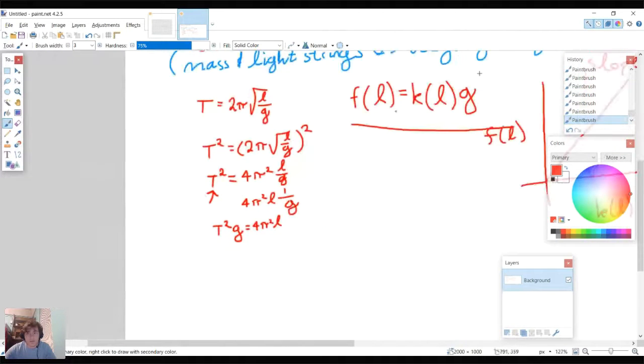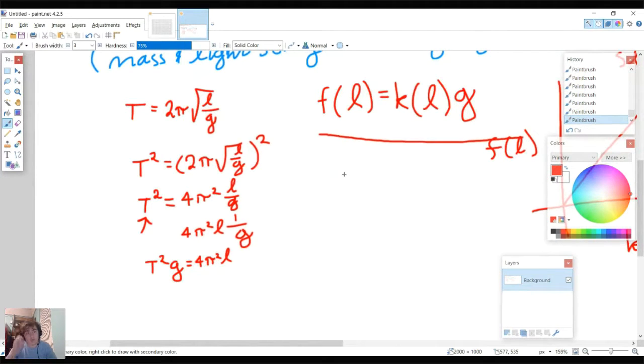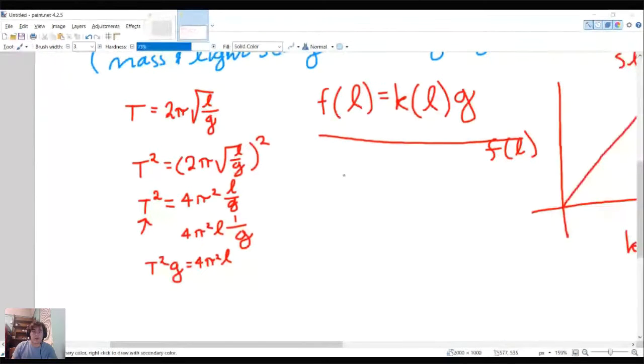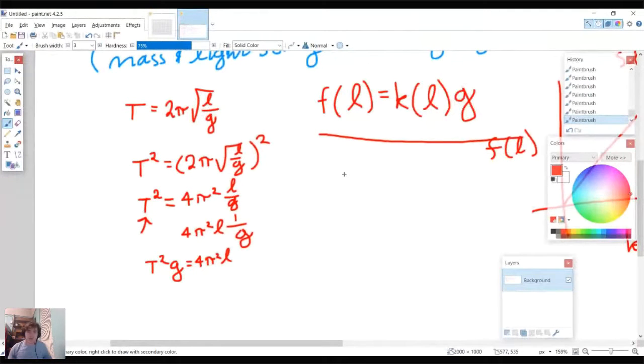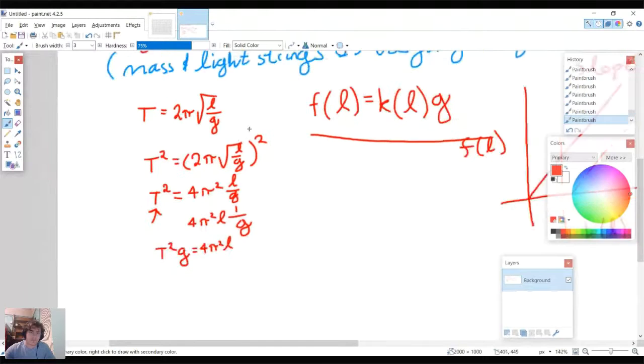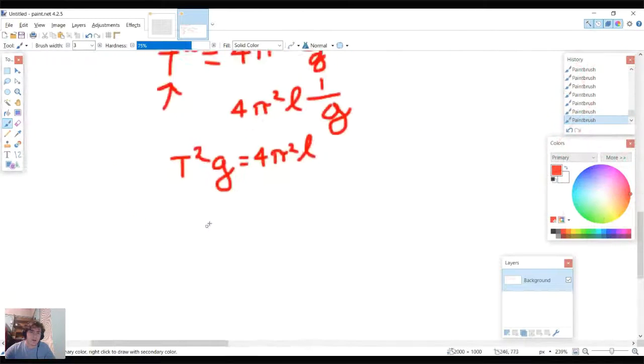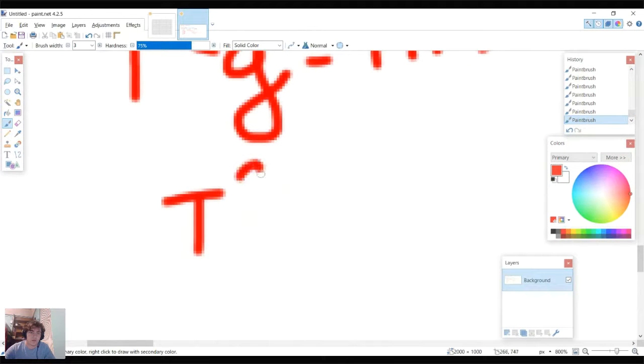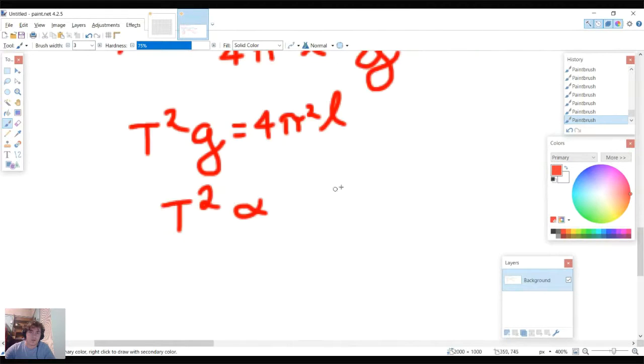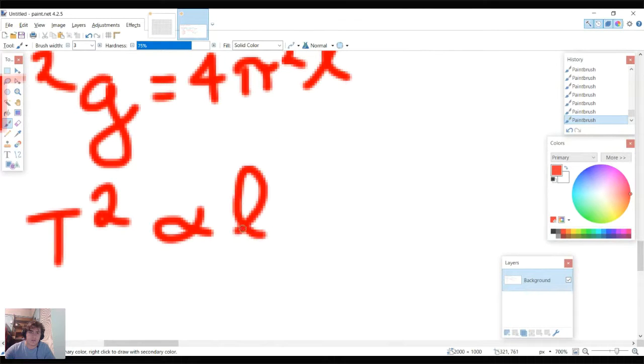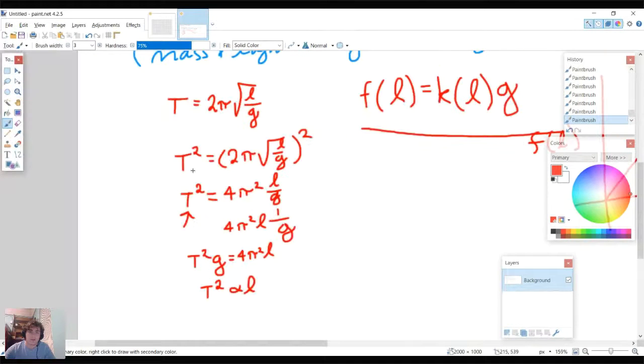And in this case, this relation does actually hold. The k of L would be t squared, and the f of L would be 4 pi squared L. But we can actually ignore the 4 pi squared. We can just look at t squared being proportional to the length. And that should make sense looking at the formula, right?